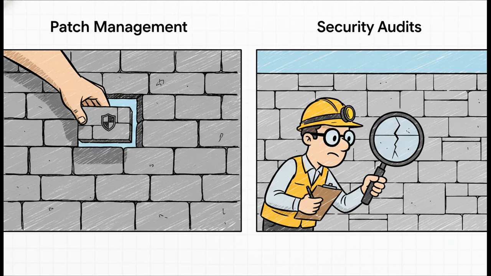The first is patch management. This is the systematic process of applying all those updates to reinforce your walls against known threats. The second is regular security audits. This is like sending your own team of engineers to inspect the walls, actively looking for any new cracks or weaknesses that might have popped up.